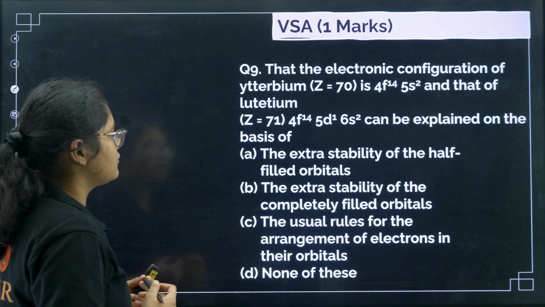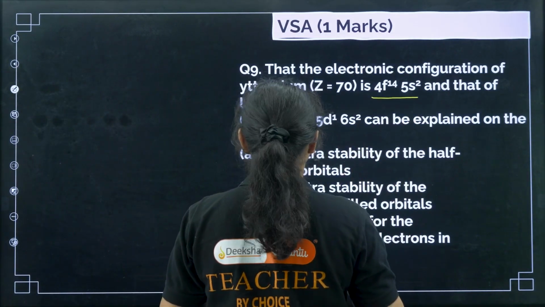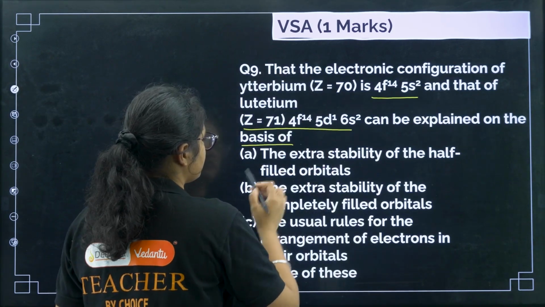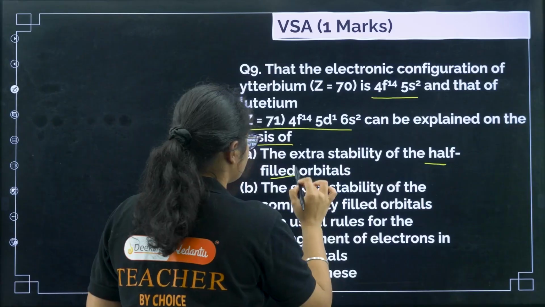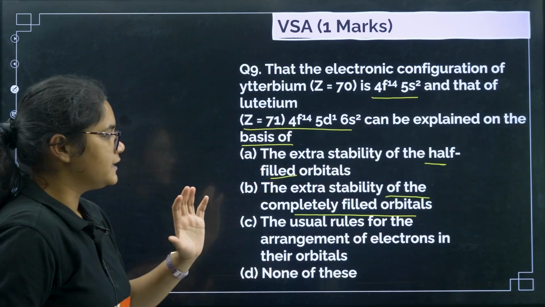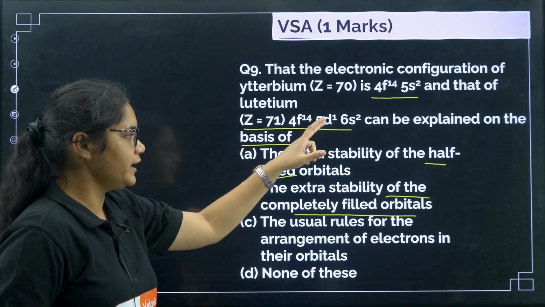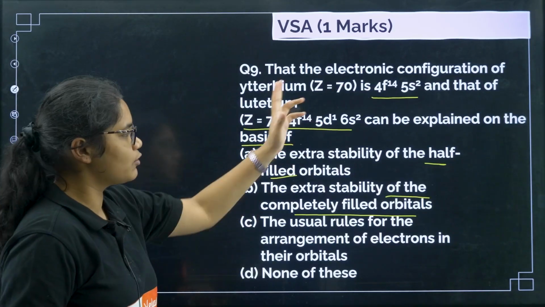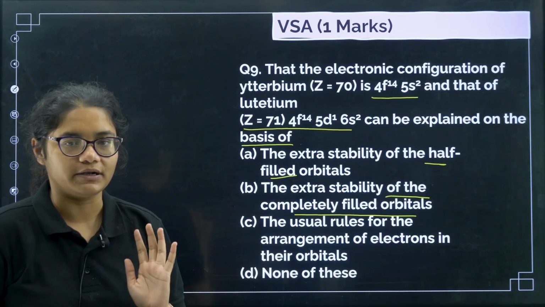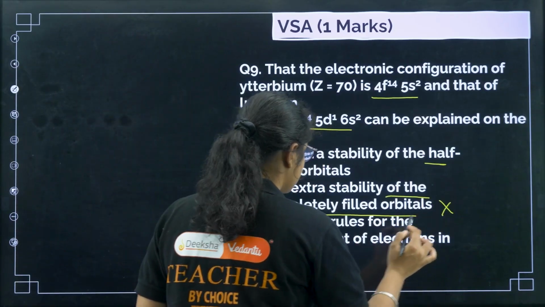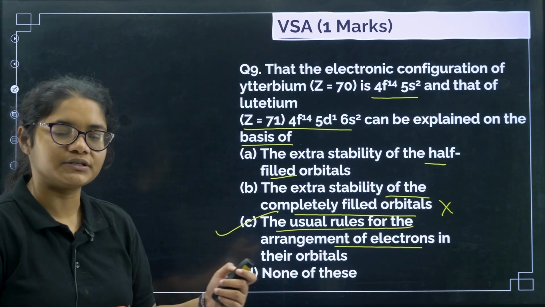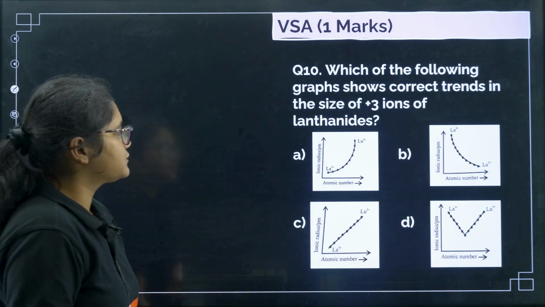Question number 9. The electronic configuration of yttrium is 4f14 5s2 and that of lutetium is 4f14 5d1 6s2. Can this be explained on the basis of extra stability of half filled orbitals? No, there is no extra stability of half filled here. Extra stability of fully filled orbitals? In this case there is no adjustment done. This configuration comes if you follow the natural rules of filling the atomic orbitals, so that is not the correct answer either. The correct answer is the usual rules of arrangement of electrons in their orbitals. Option number C.